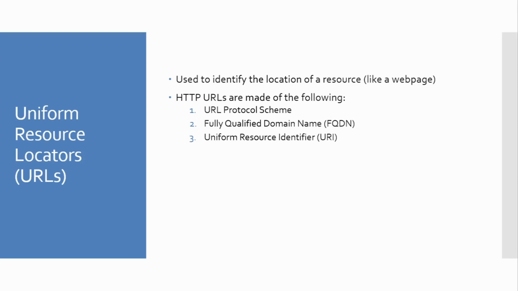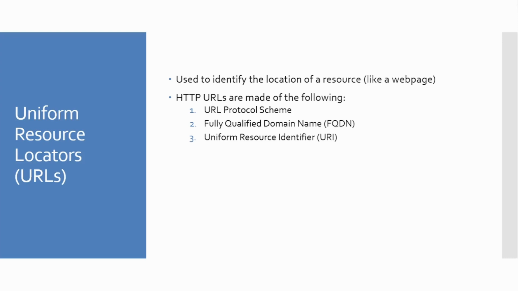Next, we have URLs, which are used to identify a location of a resource like a web page within a server. So HTTP URLs are made of multiple components. First, we have the URL protocol scheme. So basically the protocol used, which may be HTTP or HTTPS. Then we have the domain name or the host name of the server that is hosting this website.